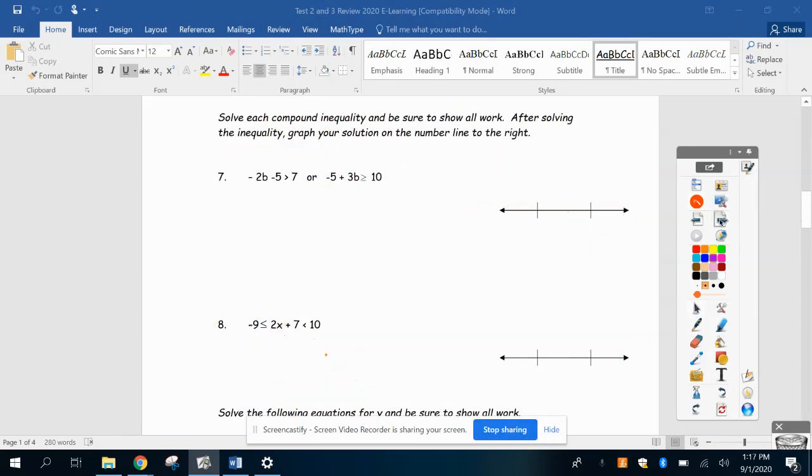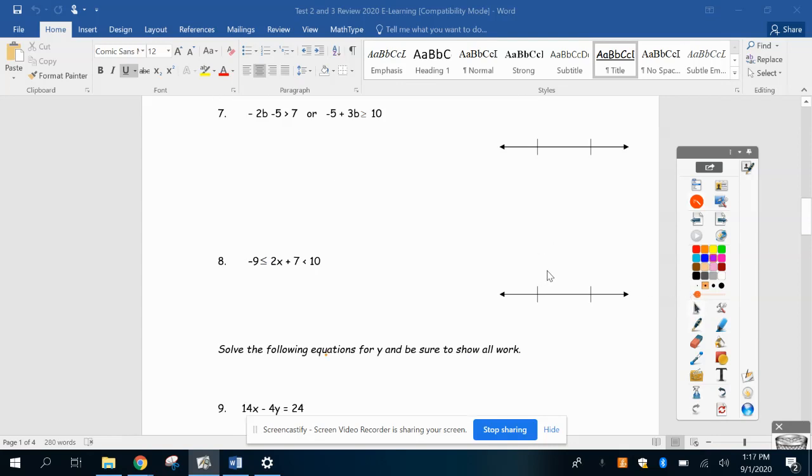Number 7. Scroll down a little bit more here. Number 7, we have a compound OR. With compound OR, we're just solving them both individually. So I'm just going to focus on this first one and solve it like a regular inequality, not even paying attention to the other side.